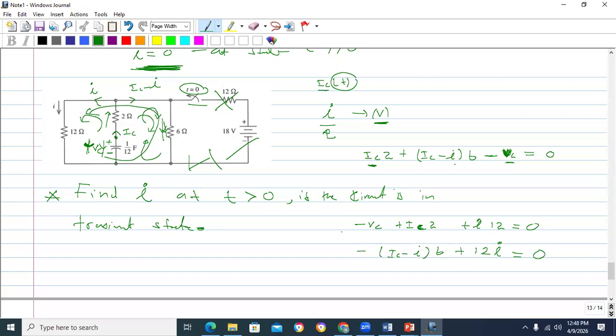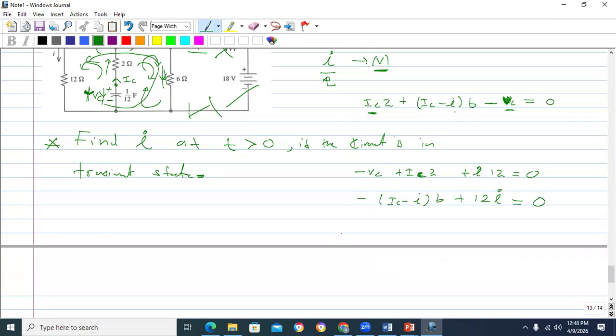Now what you need to do? You have three equations. No, actually, this equation will come when you add or subtract this from this one. No? So this equation is not important.